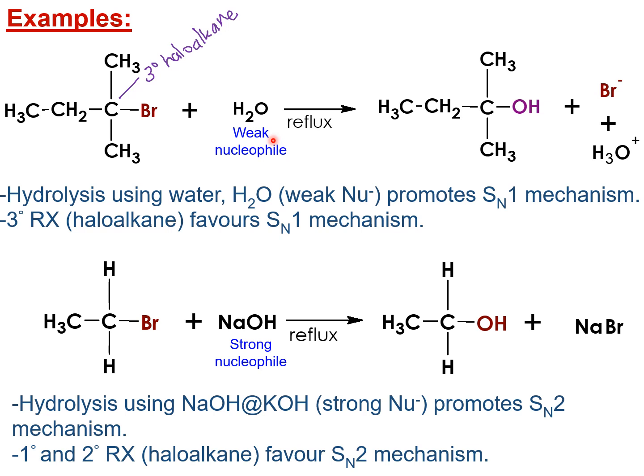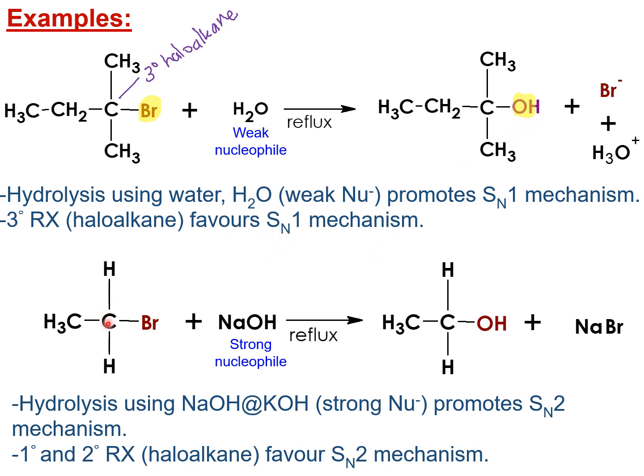Kalau weak nucleophile, dia akan buat SN1 mechanism. And also tertiary haloalkane pun dia favor SN1 mechanism. You kena ingat tu. Lepas tu, apa yang berlaku, dia akan buat nucleophilic substitution reaction kan. Therefore, dia akan replace, dia akan substitute Br dengan OH. Okay, nucleophile OH. Dia akan substitute this Br with OH. So that's why dia punya produk akan dapat alkohol. Tapi mekanisme dia jenis SN1 mechanism.